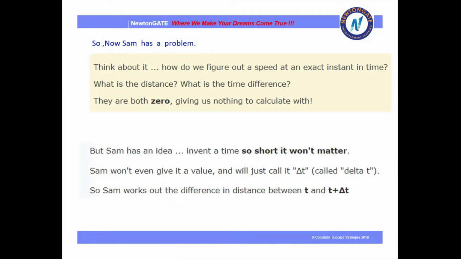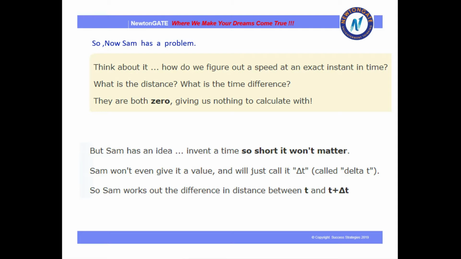So we have nothing to calculate with. Now what we are going to say is that 1 second is a very small time. Sam said what we do is take a very small amount of time so that it won't even matter, matter as in it will not make a huge difference in my whole outcome, but it will still give me a clear idea for exactly 1 second.